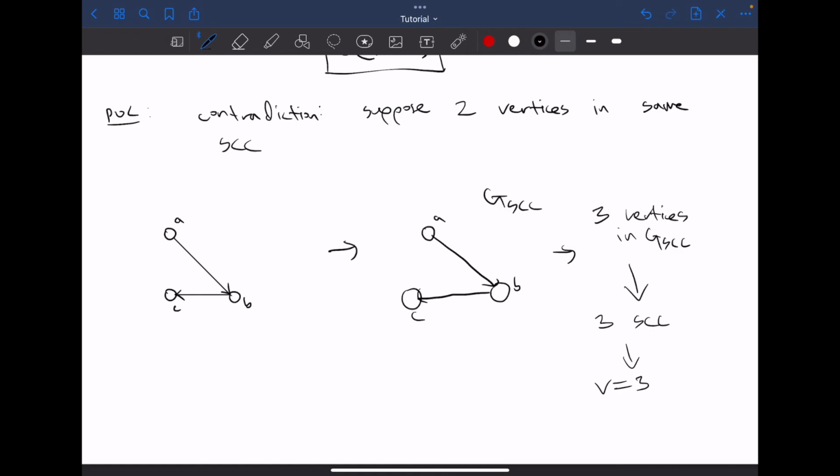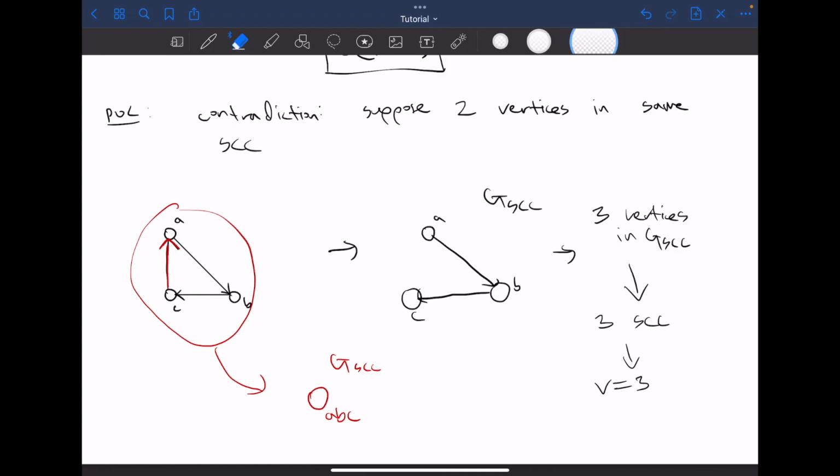If, however, there was an edge here, I'll draw it in red, then we see this entire graph would be 1 strongly connected component. And so the graph of strongly connected components would have 1 vertex when we run BFS or DFS, and 1 is not V, and so we would return that this graph is not poorly connected, which is correct.